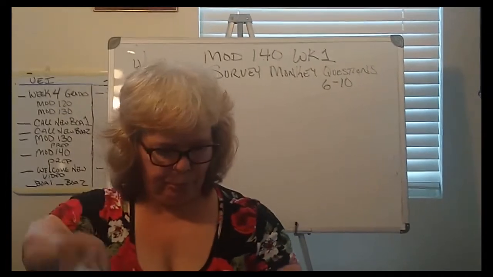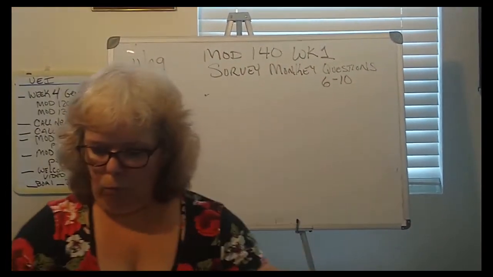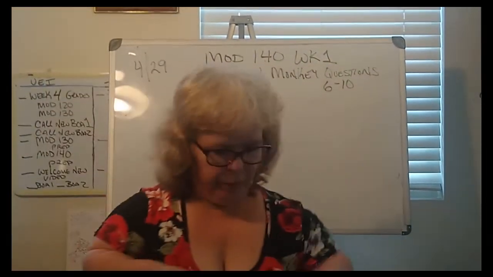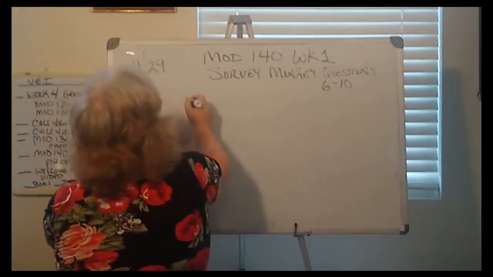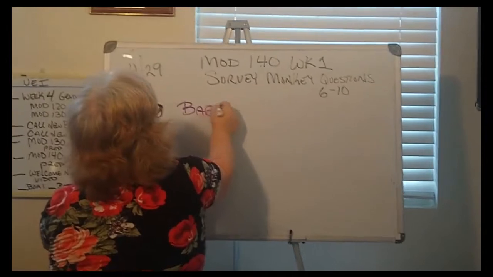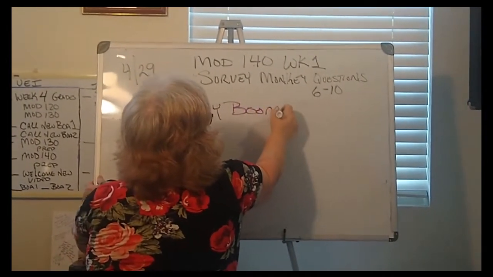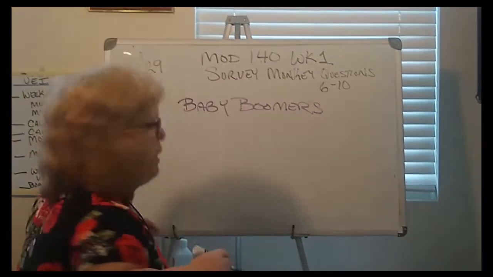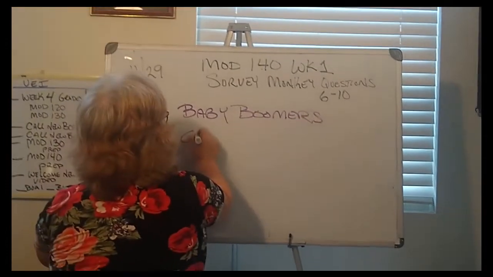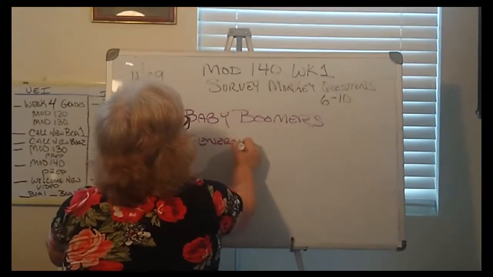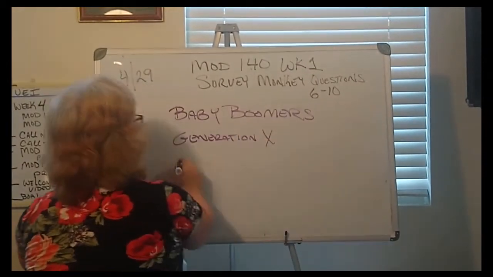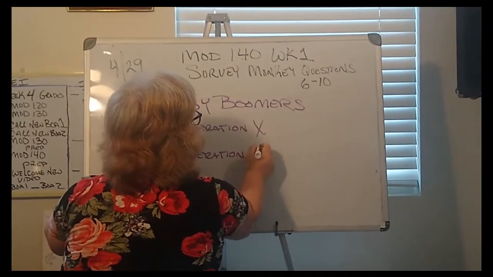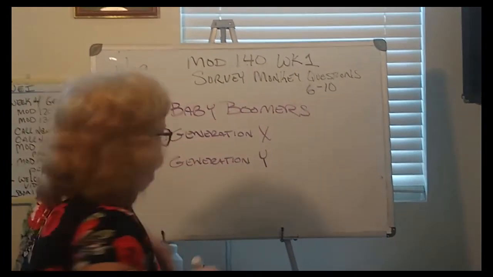Number 7. It wants us to describe the following generational cohorts. Okay, so first we have baby boomers. Baby boomers rock. And next we have Generation X. They're okay. And then we have Generation Y. Most of my kids are in Generation Y.